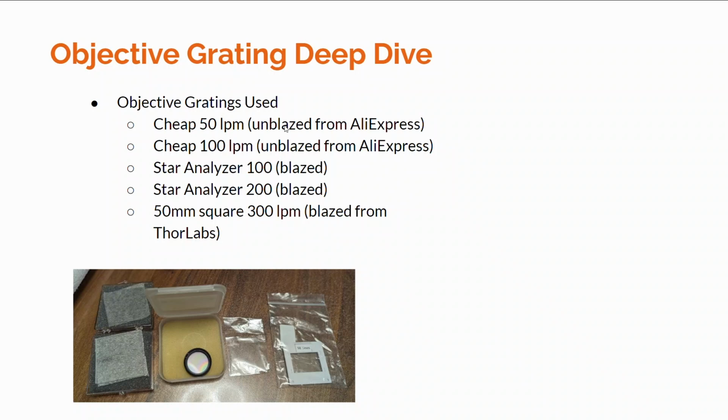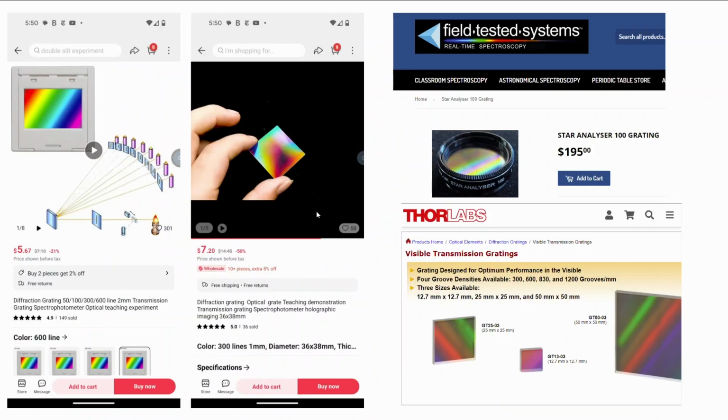Now, blazed means that it's shaped so that it gives priority to one side of the diffraction orders. So it's more efficient for us to capture and then analyze, because we're not looking at both sides. We just want to look at one side. So we want the blazed version as much as possible. And I'll give examples of the difference between the two.